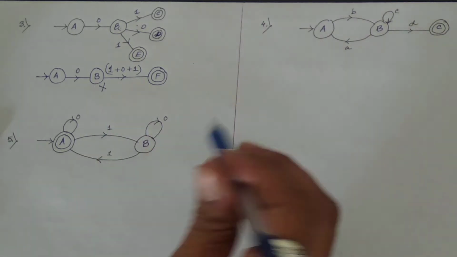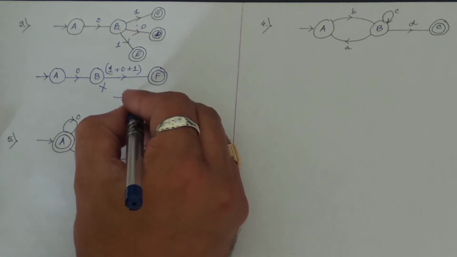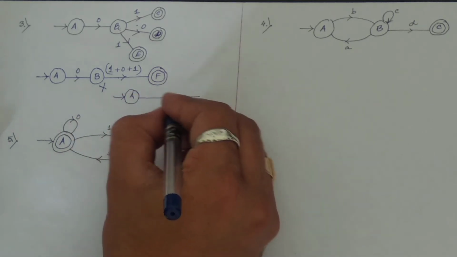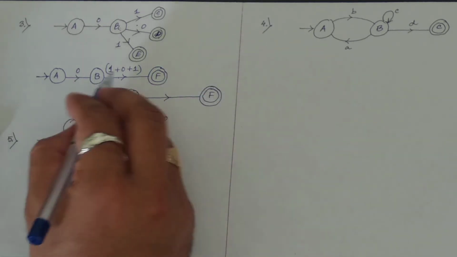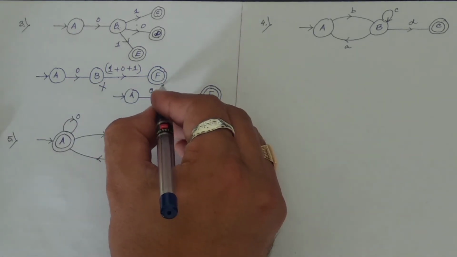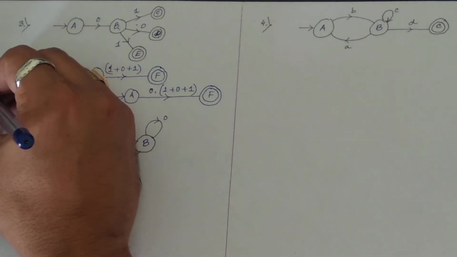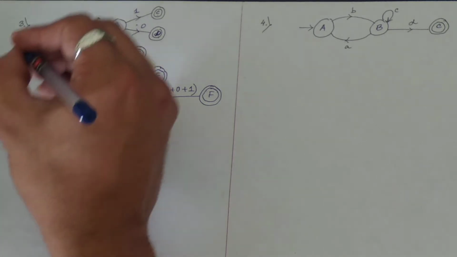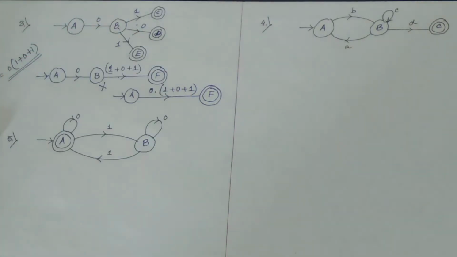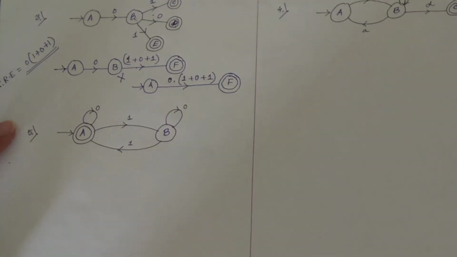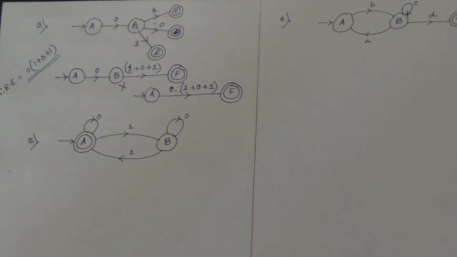Now if I eliminate state B, what will be the answer? The answer will be like this. From A, there will be a transition to F, correct? And the formula will be what? 0 dot expression, which will be 0 dot (1 plus 0 plus 1). Therefore, the regular expression will be 0(1 plus 0 plus 1) as the final answer for this. As clear as that. Okay, now move on to the next question.